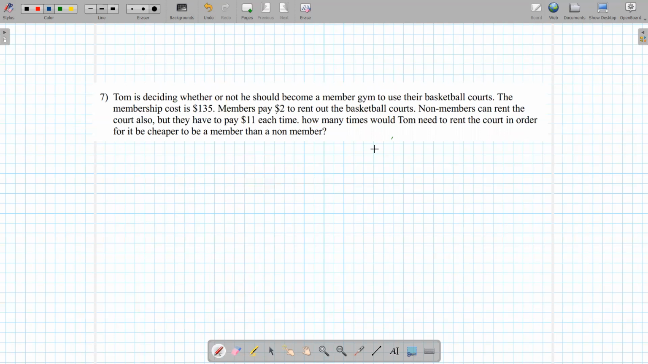So we need to come up with an inequality. It's just going to use all those three numbers. Any ideas?